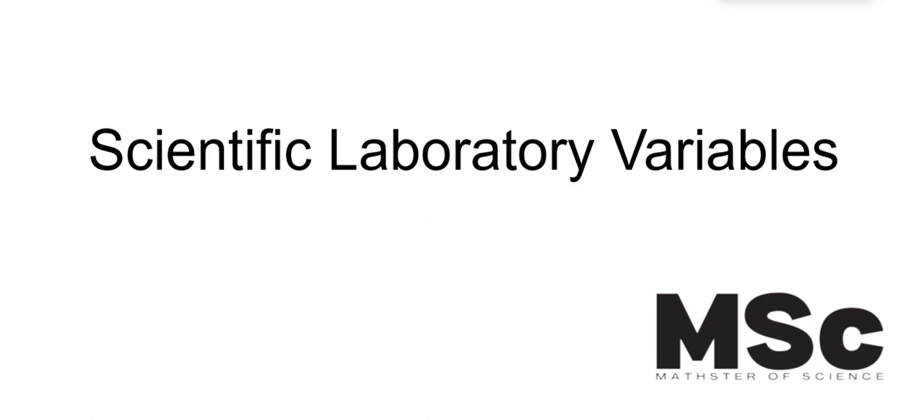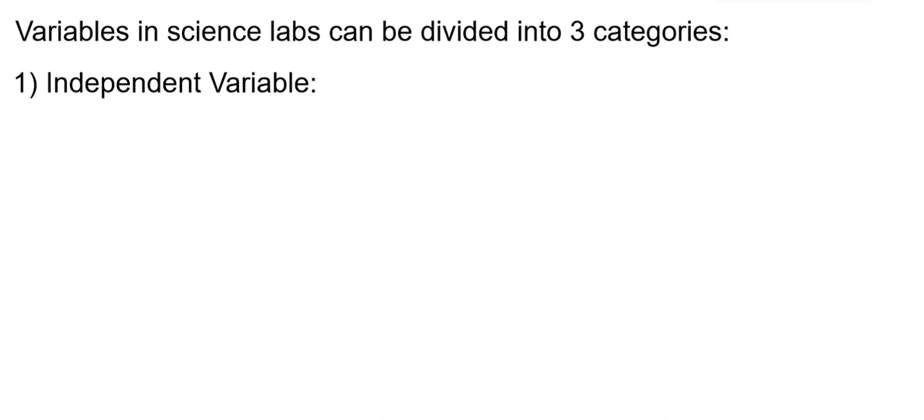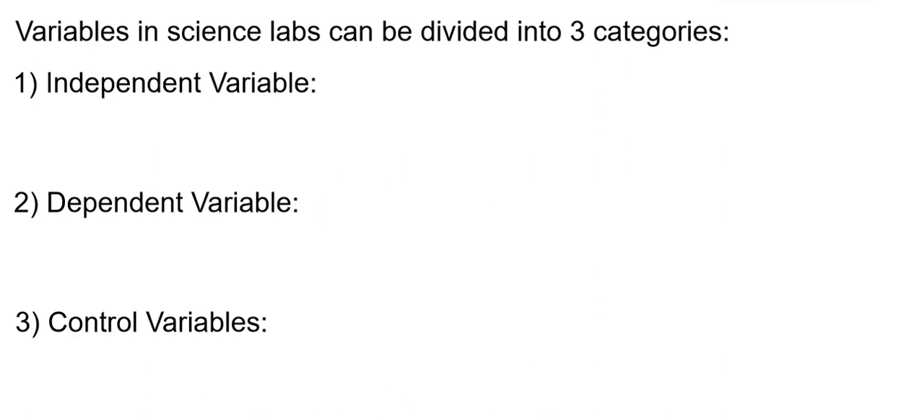In today's lesson, we're going to look at scientific laboratory variables. So in a science lab, and as part of the scientific method, understanding variables is a key piece. And we can divide these variables into three categories. The first is the independent variable, the second is the dependent variable, and the third are the control variables. The independent variable is the variable that you control and you choose the value of.